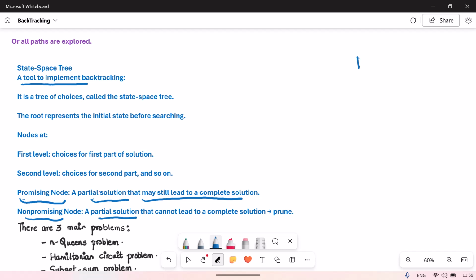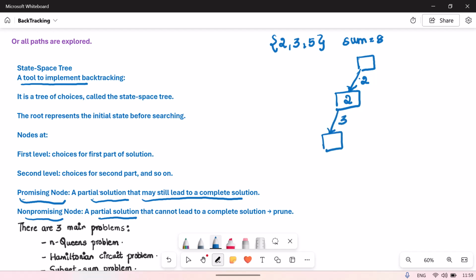See, suppose I have these three numbers, 2, 3, 5, and I want to get the sum as 8. So if I add 2 to the solution, it looks promising, right? I might get the answer as 8. So promising. Next, 3. When I add this, I will get the answer as 5 because the previous solution is 2, so for that I'm adding 3. Okay, so it is giving me 5. Next value that I have is 5, so I will add that. Now you see, I have got the answer 10.